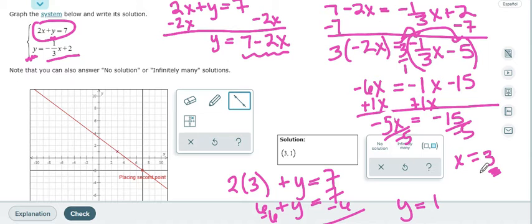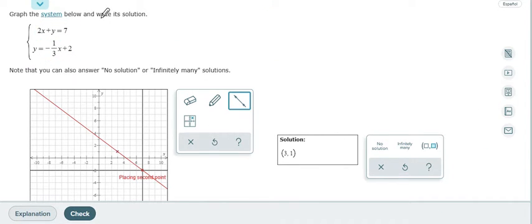So my solution is going to be the point 3 comma 1, which is right there. I'm going to clear this out. So the solution I know is 3 comma 1, and I'm going to go ahead and mark that up. 2, 3. This line that's already on here is not correct. So I'm just going to leave it there. I can't get rid of it.